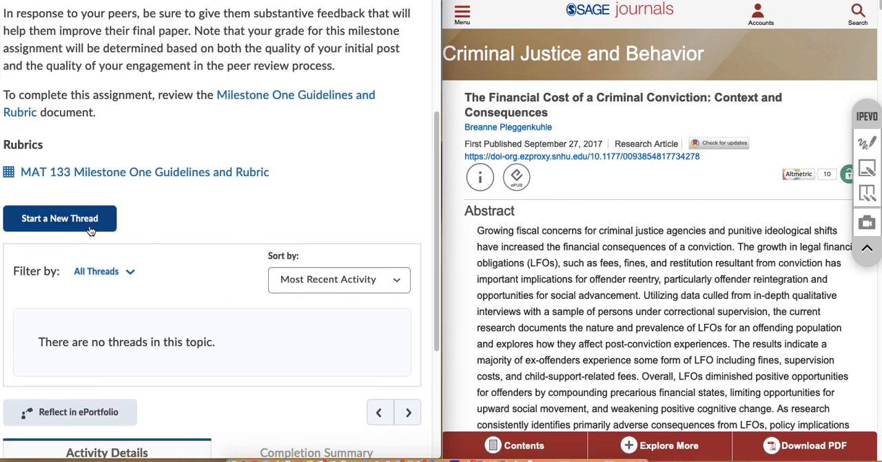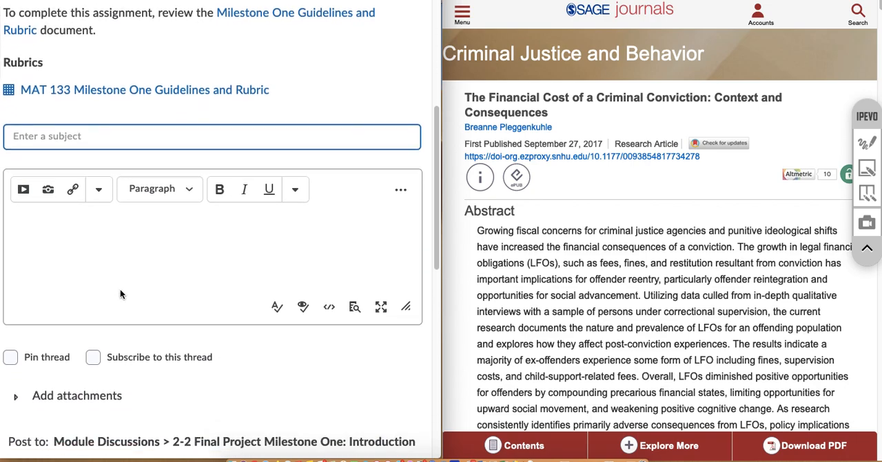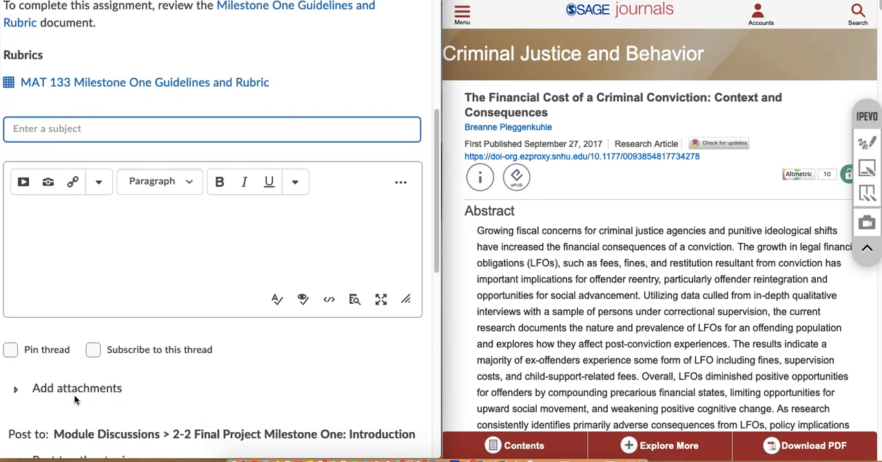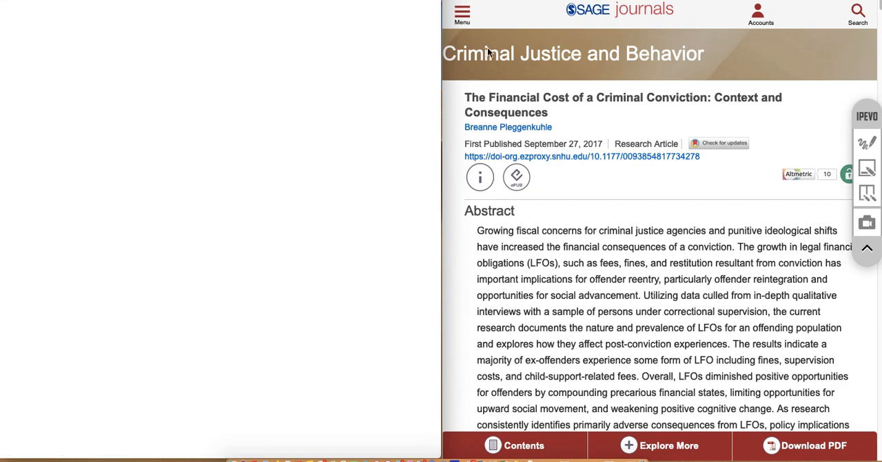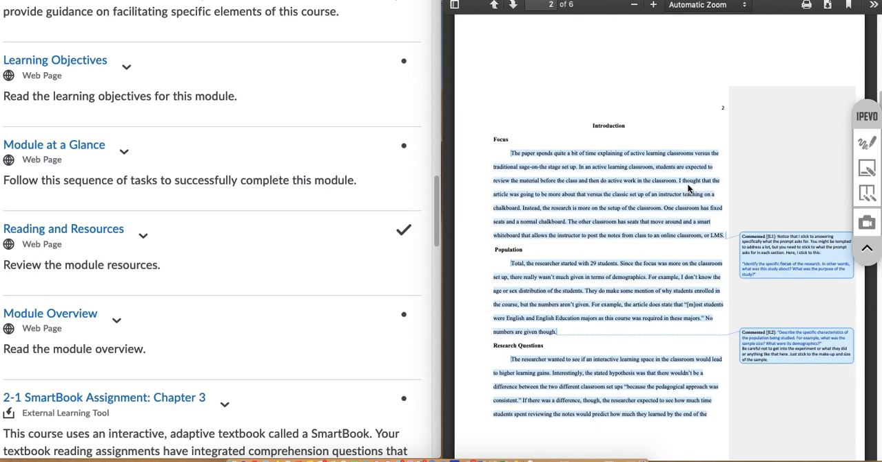When you go to submit it, you want to start a new thread and you have to attach it. So you don't want to just put it in here. You have to add the attachment, and you can write in the subject line, or I'm sorry, attaches my introduction, something like that. But the most important thing is you've got to add the attachment, add it as an attachment. I will be evaluating it in the grade book.